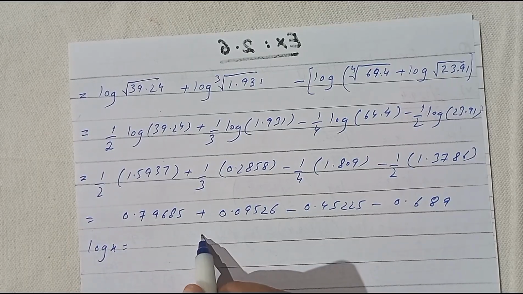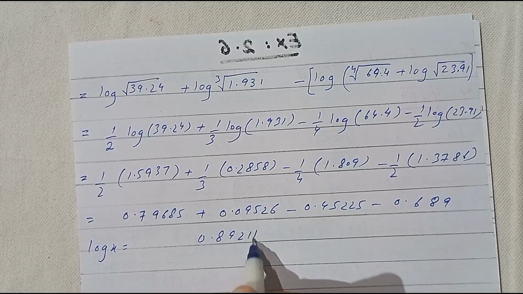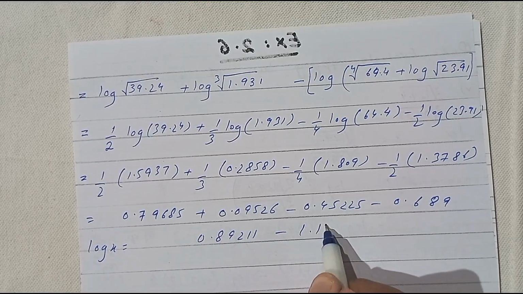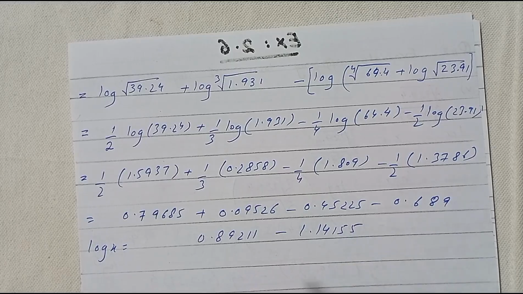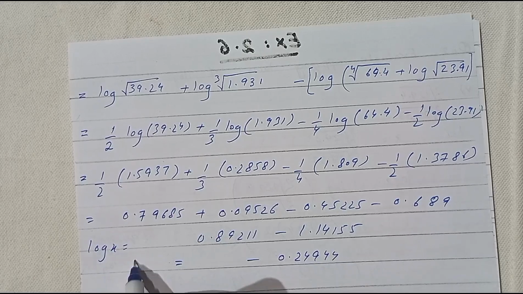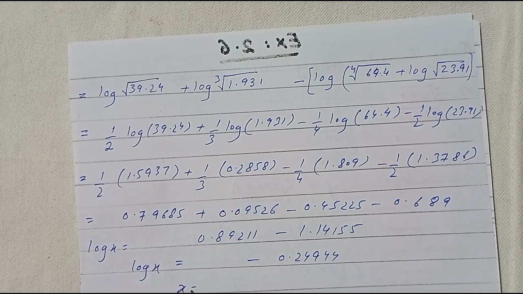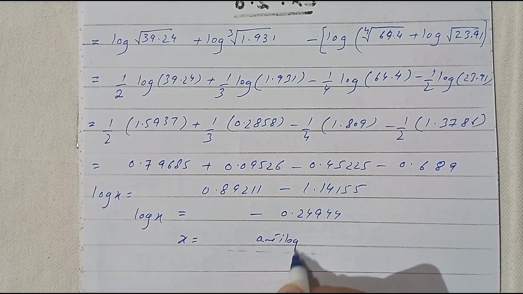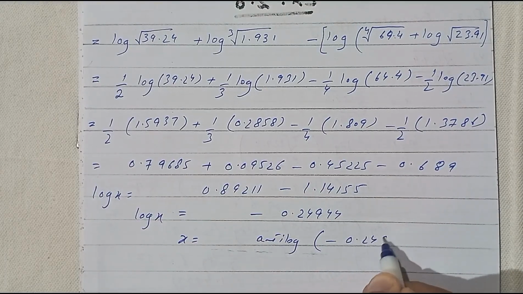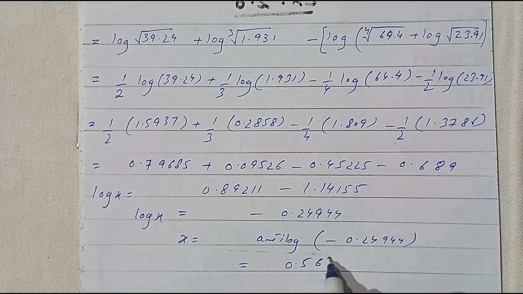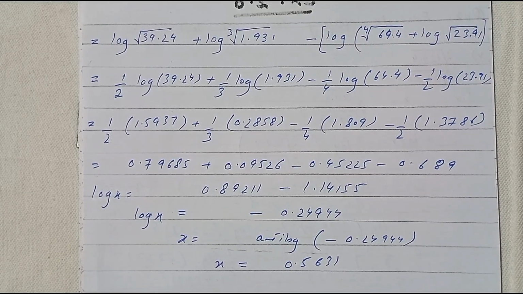Adding the first two values, we get the answer 0.89211, and then adding the last two values, we get the answer 1.14155. Now subtracting these two values, we get the answer minus 0.24944. So the value of x equals the antilog of minus 0.24944, that equals 0.5631, which is the answer.